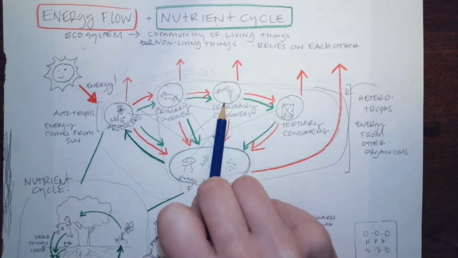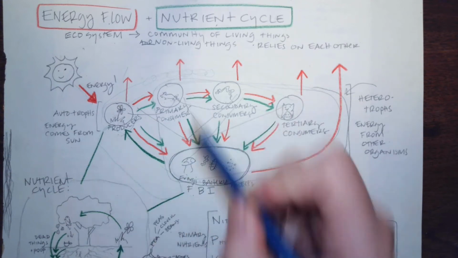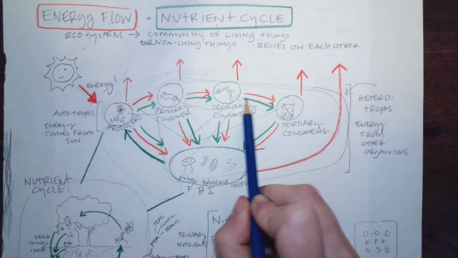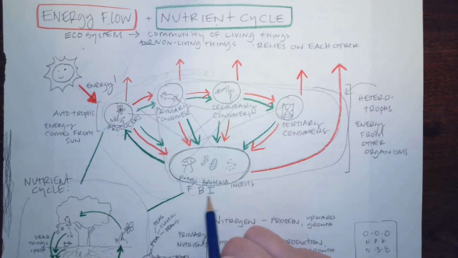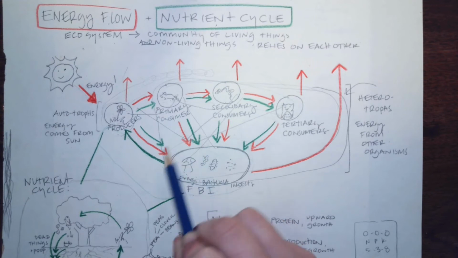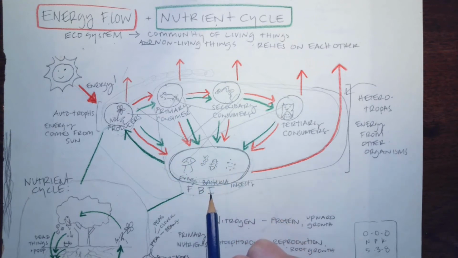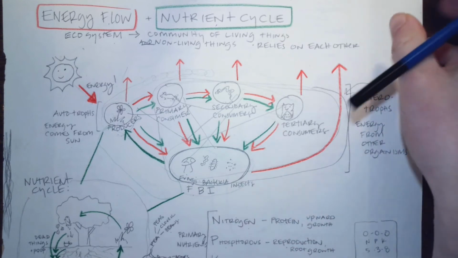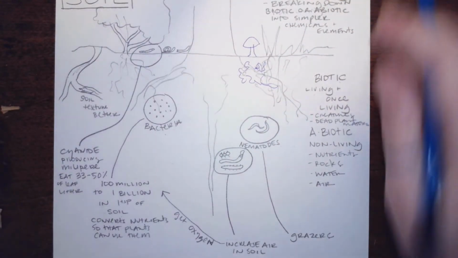Yes, the bird will eat snakes, but the bird also eats mice. So that is a food web. The other thing is that we haven't really gone over the FBI, the fungi, bacteria, and insects that are the main decomposers, or that are the decomposers of the world. So we went into that right here.